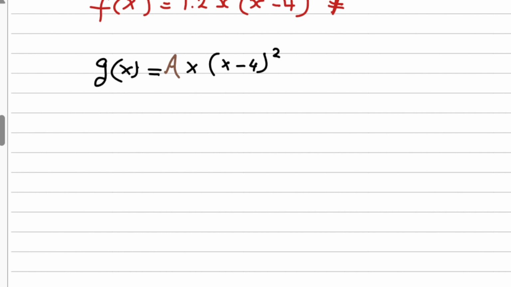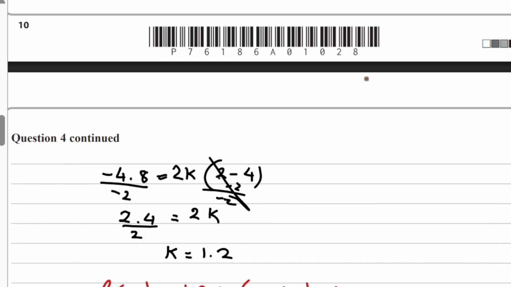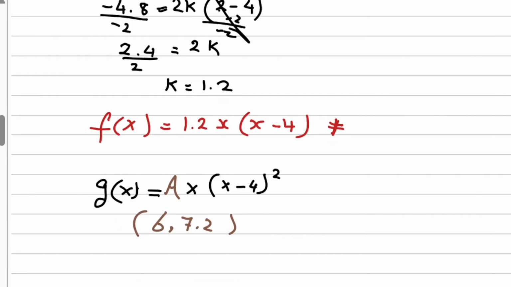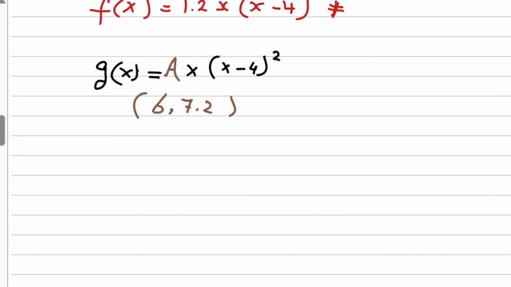To find it, we can use the point. They gave us some point. They told us it's 6 and 7.2, I think. Let me just double check. Yes, 6 and 7.2. Now what I will do is I will use the value y is 7.2, which is g of x. 7.2 equals a, and then times 6 times 6 minus 4 squared.